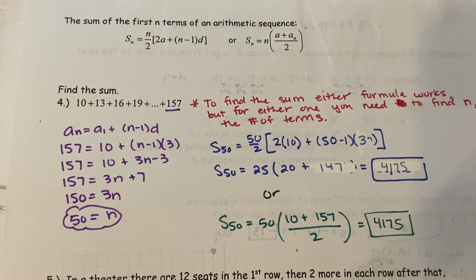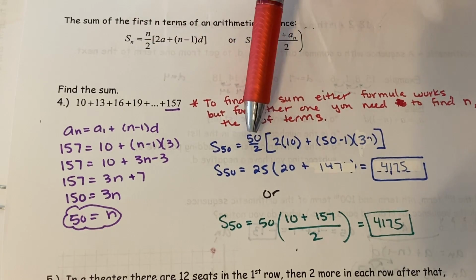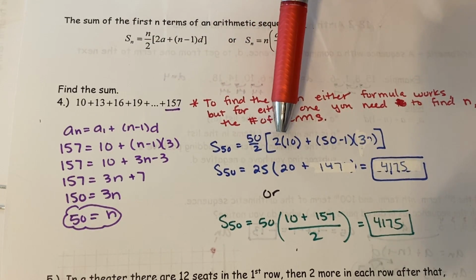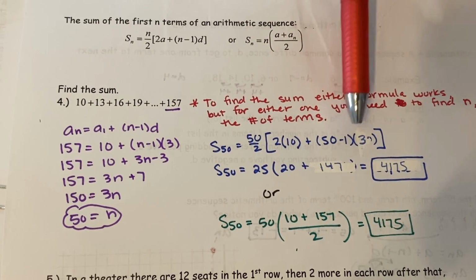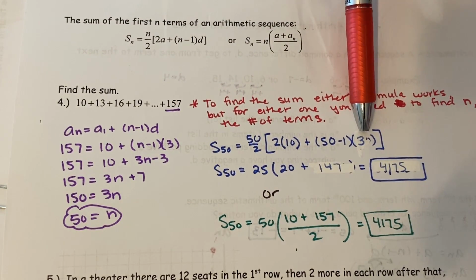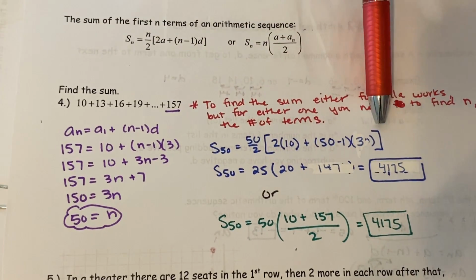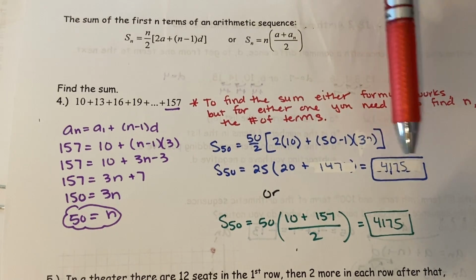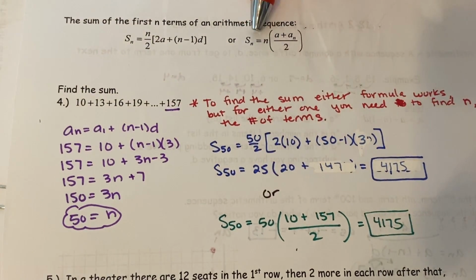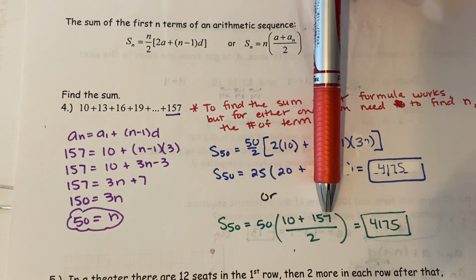Now that I know my n, I can use either sum formula. If I want to use the first one, I'm going to take n over 2, so 50 over 2, times 2 times my first term, plus n minus 1 times my common difference of 3. So I can plug my n of 50 in, and I can simplify this down, and I get 4,175. Or I could have also used the second formula, and I can take my n times first plus last divided by 2.